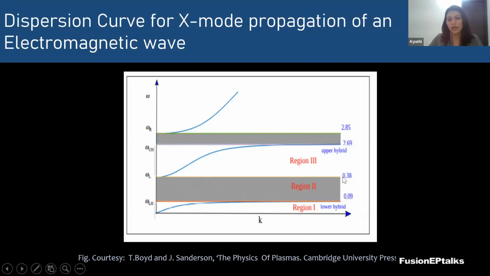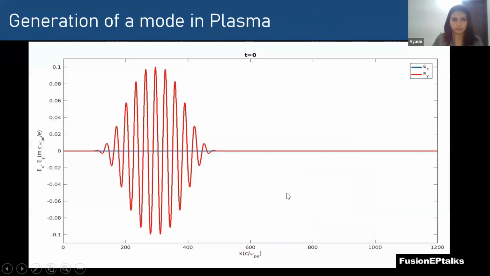Again, for region 3, the frequencies lie between the left hand cutoff and the upper hybrid resonance. Region 3 marks an allowed band, and any frequency within this range would be allowed to penetrate or interact with the plasma species. But in our studies, we would mainly be focused on laser frequencies lying in region 1 of the dispersion curve.